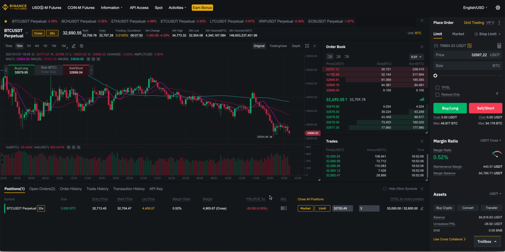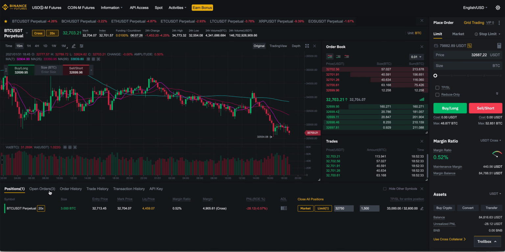But you can do the same thing in another way. You can close your position with a limit price. Here it's the size. For example, I want to close 50% of this position at this price. Okay, and I click on limit.